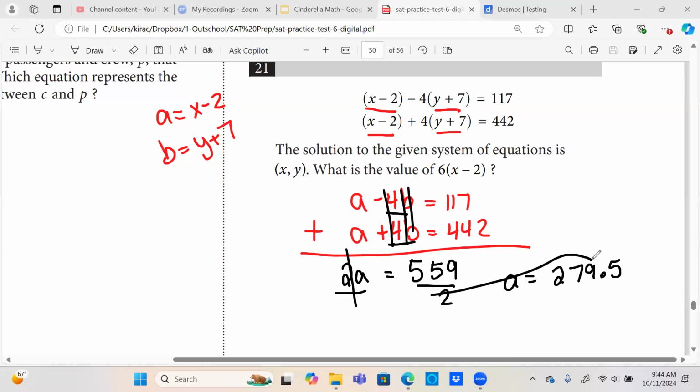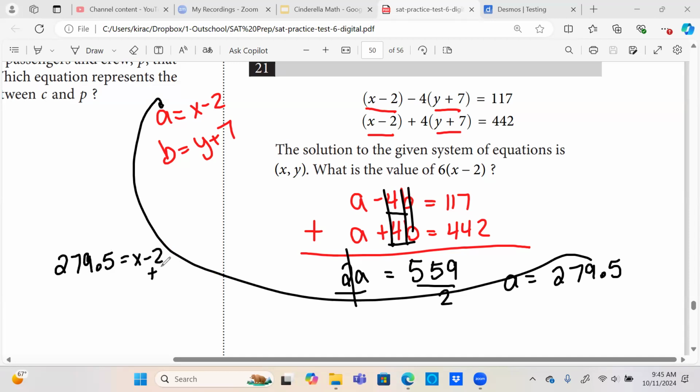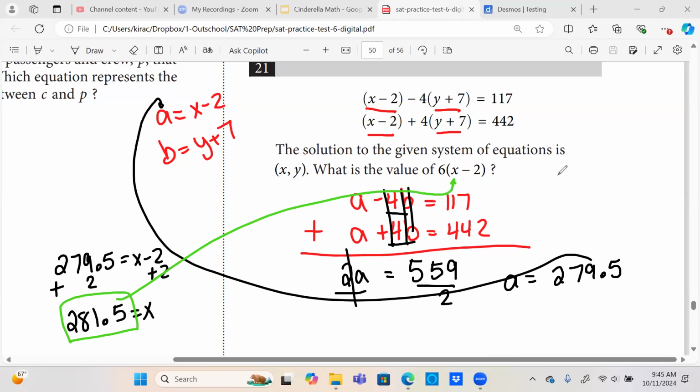All right, plug that right back here. That was A. So 279.5 equals x minus 2. So I'll add 2. So that'll be 281.5 equals x. And then we need to pop that into here. So we'll have 281.5 minus 2, 6 times 279.5. Just let your calculator do that. And we get a final answer of 1677.